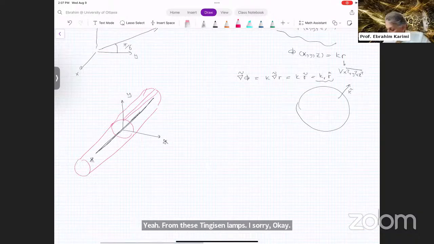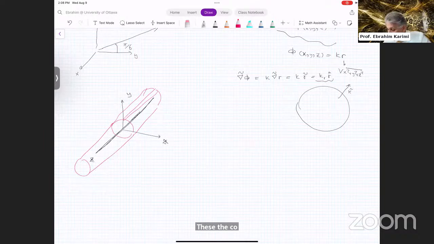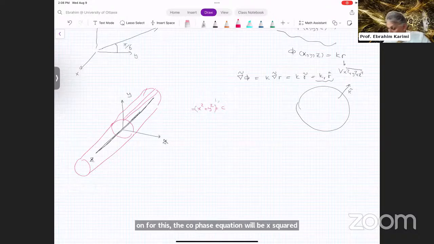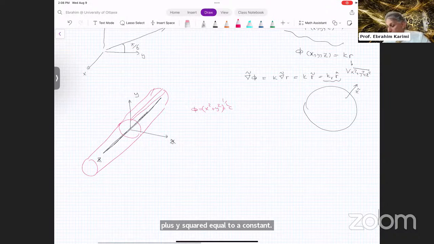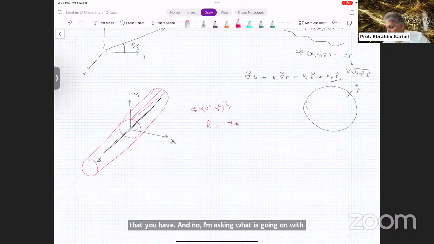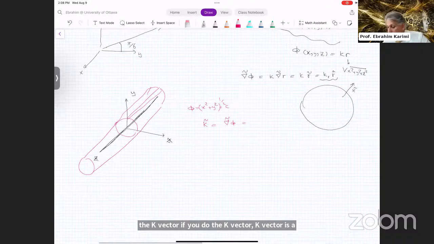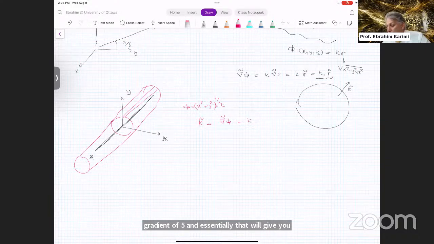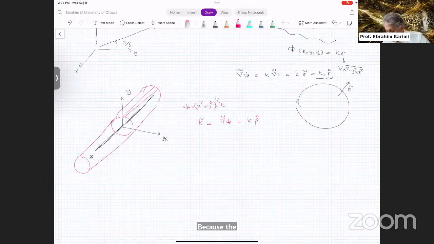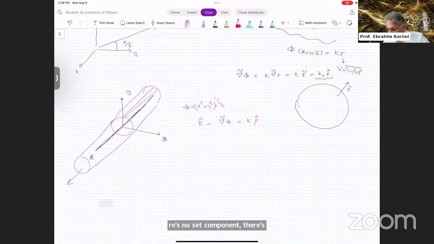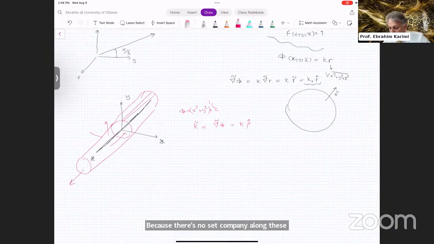If you write the equation for this, the co-phase equation will be X squared plus Y squared equal to a constant, to the power of 1/2. That's the phase that you have. And now I'm asking you what is going on with the K vector. The K vector is the gradient of phi, and that will give you K rho hat, because there is no Z component. It will not be propagating along Z, only along this radial direction.